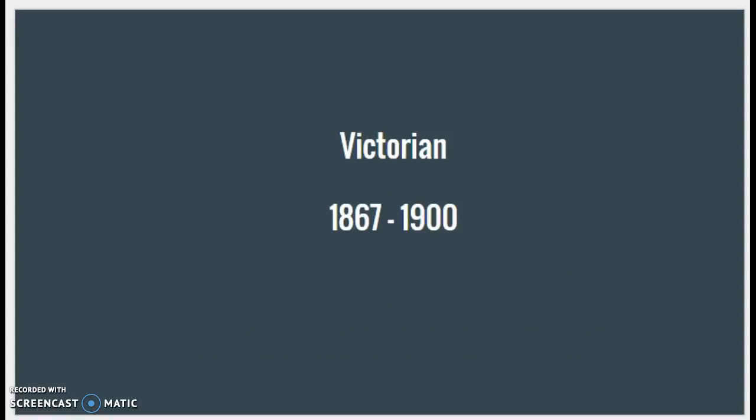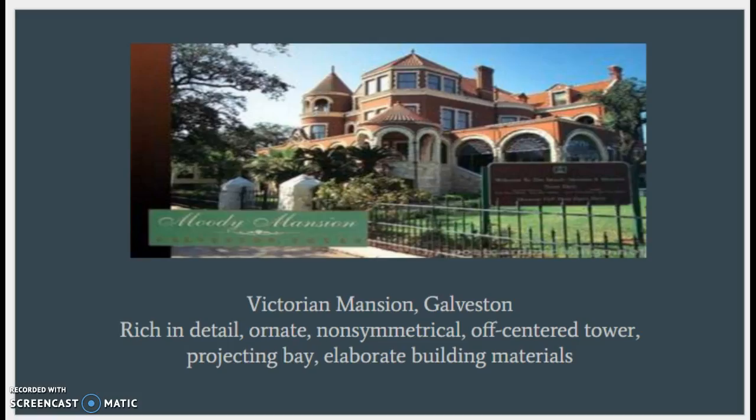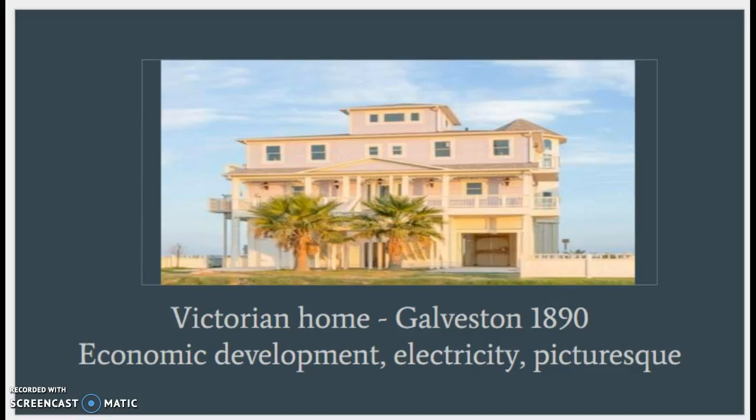This development was reflected in the Victorian style as fortunes expanded rapidly and revolutionary changes occurred. The railroad was able to bring in goods, services, building materials, and you can see here the elaborate materials that were used, and they're rich in detail, they're ornate. Here's a Victorian home designed by Nicholas Clayton.